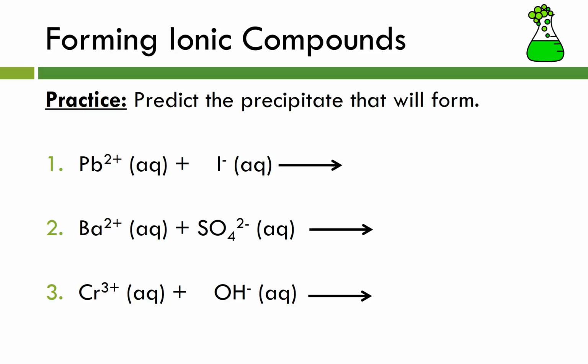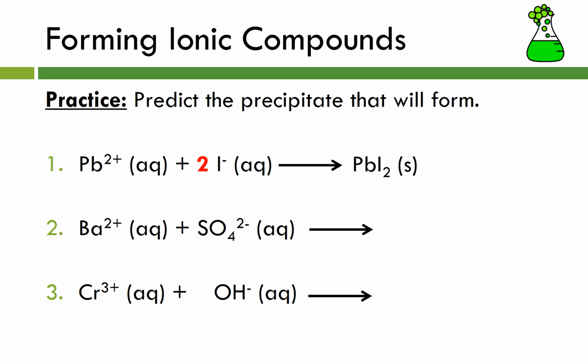Let's go ahead and try some practice problems. Predict the precipitate that will form. Figure out the formula of the compound that you're going to make. I'll tell you right off the bat, they are all insoluble, so just focus on predicting the products and not looking at the solubility rules. Okay, Pb 2+ and I-. That's going to make PbI2.